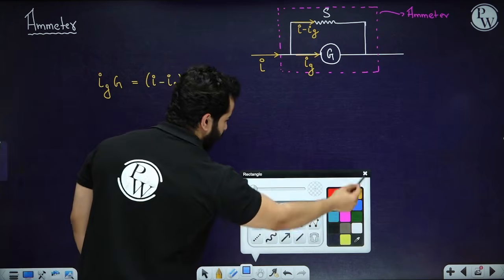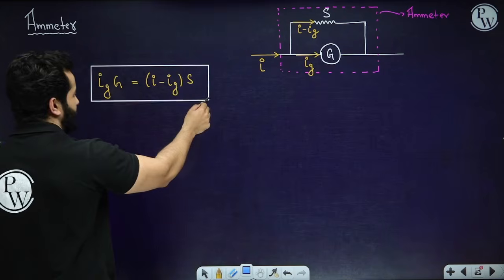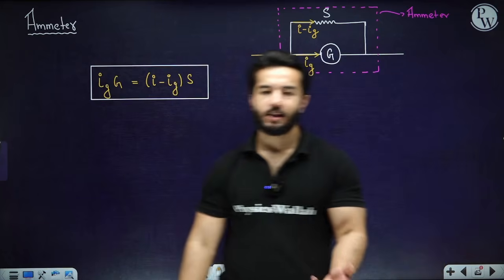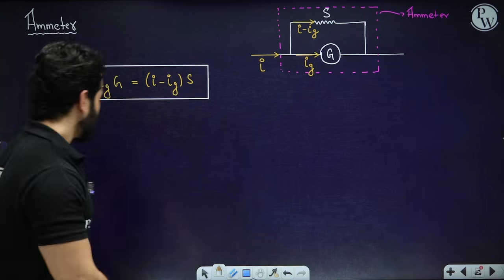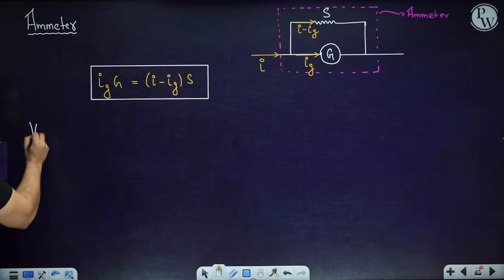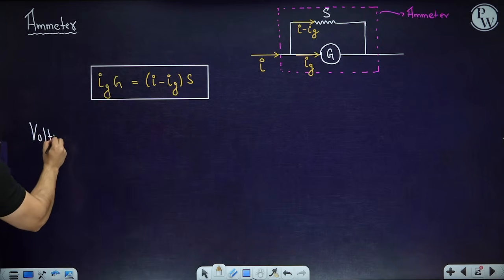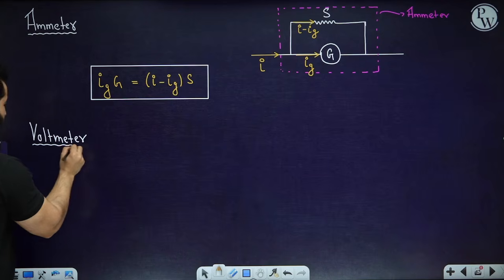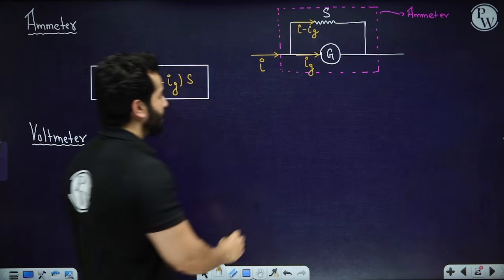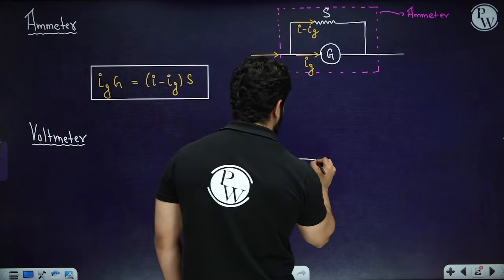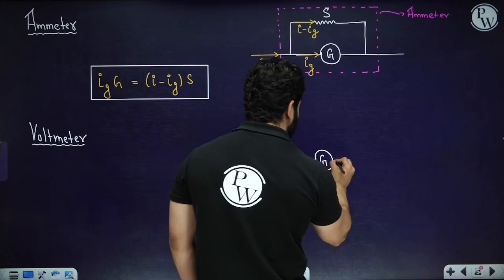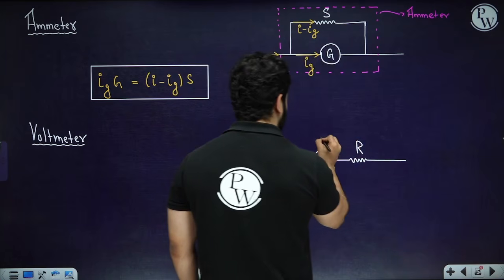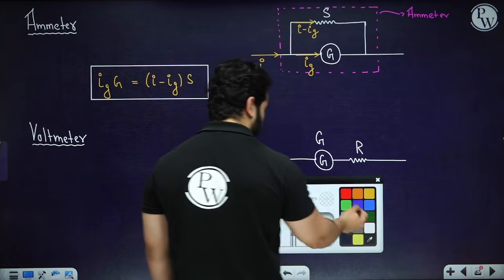I am not writing any formula like this. The question can ask anything, and you can find out the value. Obviously, we'll solve some questions. If they talk about a voltmeter, we connect a high resistance wire. Now we don't call it a shunt, it's a normal wire. We connect that in series with the galvanometer, and this whole thing is known as a voltmeter.